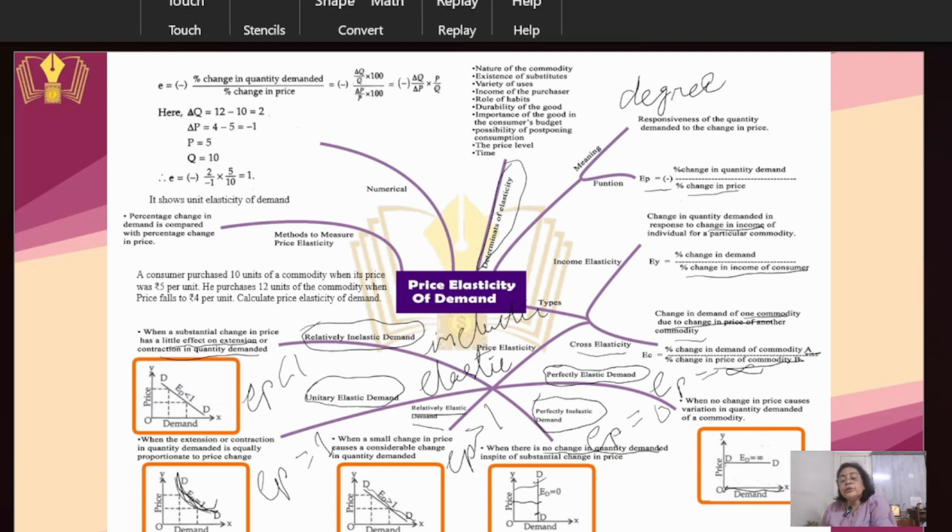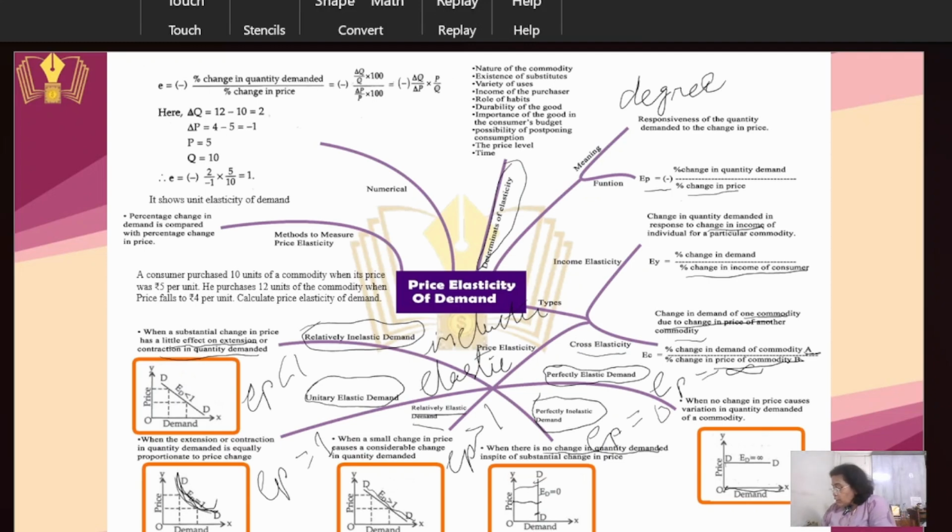Next is the importance of the good in the consumer's budget. If the expenditure on a good is only a very small percentage of the total spending, the consumer will not be bothered very much by a small price change. So such goods will have low elasticities of demand.